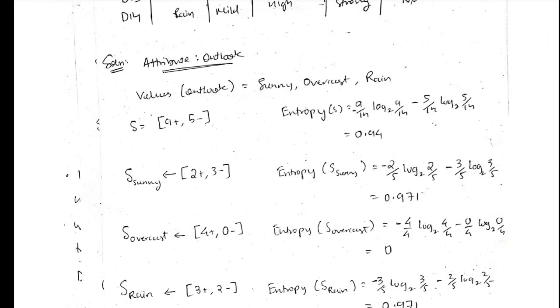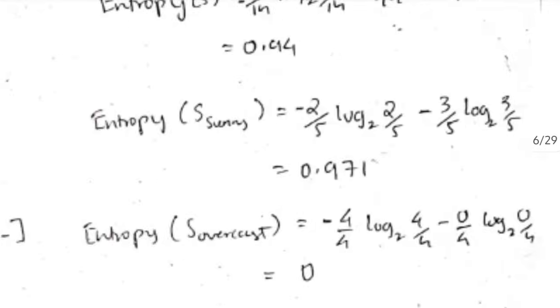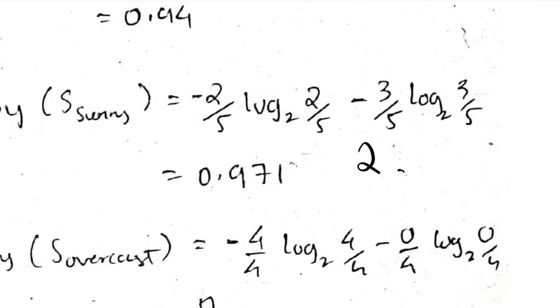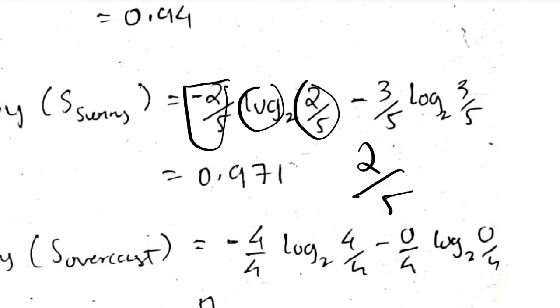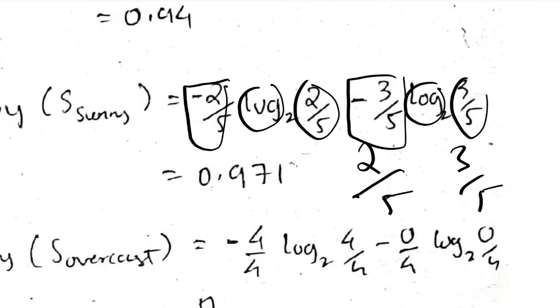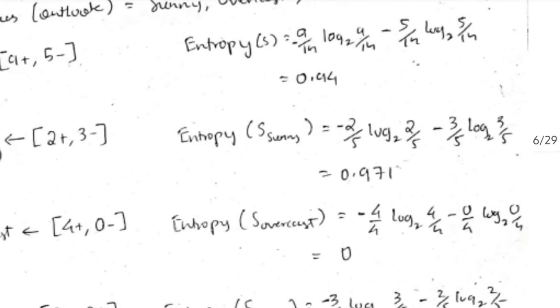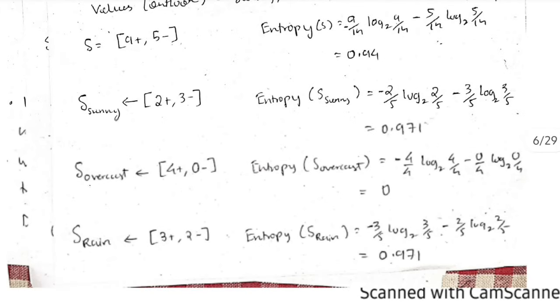After I have written that, what do I have to calculate? Entropy, as we did previously. How will entropy be calculated? You have to tell me the probability of yes and the probability of no. There are 2 yes out of 5. You'll be writing minus 2 by 5 log 2 2 by 5. The same thing goes for the no: 3 no's are there, minus 3 by 5 log 2 3 by 5. Just insert this in the calculator, you'll get an answer. Keep it as such. Next we have to find out the same thing for overcast.